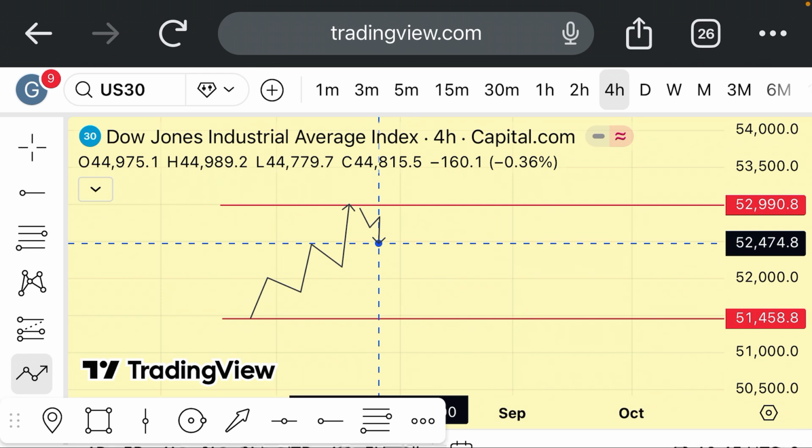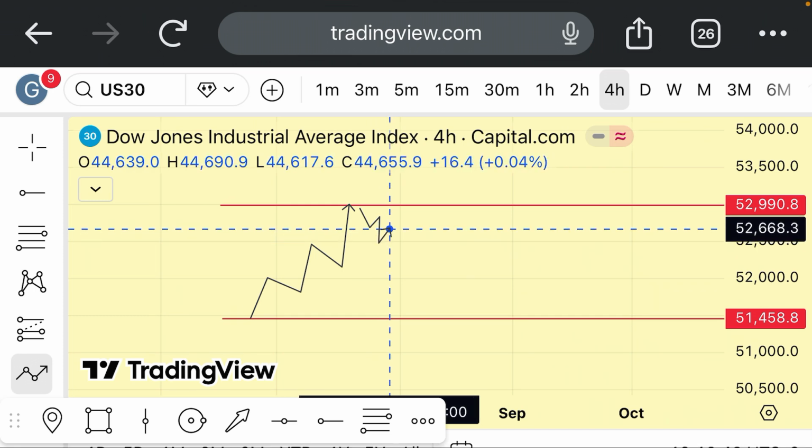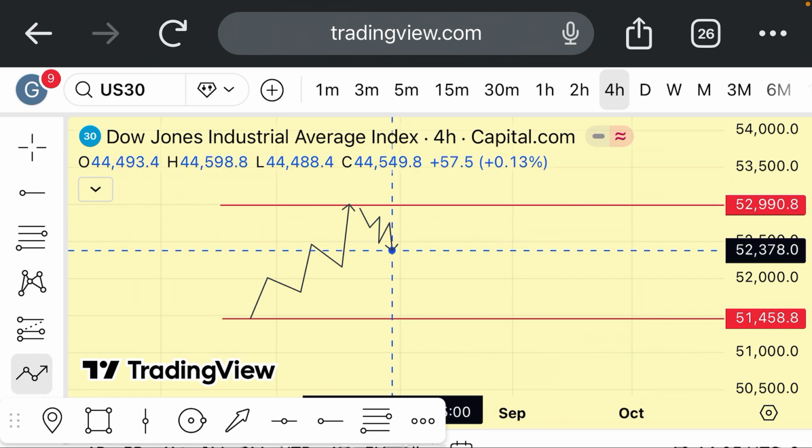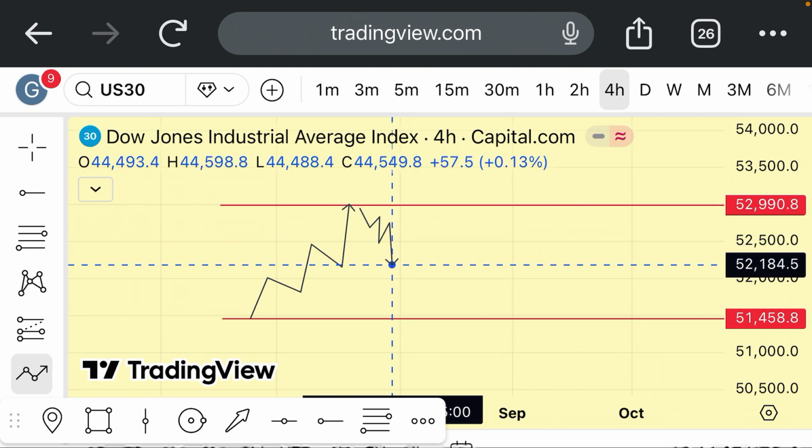So what we're looking for is a pullback to either a discount area or a premium area. If you are buying, it should be on the discount. If you're selling, it should be on the premium, right? Then you sell down to the next structural point. Okay, you can target your 2-to-1 or 3-to-1 or 5-to-1, any one of them.